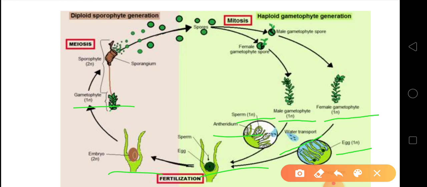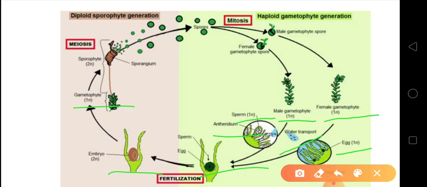Gametophyte means the new plant can grow. So from the male and female gametophyte, children, the egg and sperm are released, they come in contact, and form a zygote. The zygote develops into an embryo, and the embryo forms the gametophyte. Then this gametophyte generates the sporophyte. Always remember one thing, the gametophyte is downside and the sporophyte is upside. So the sporophyte lies on the gametophyte.